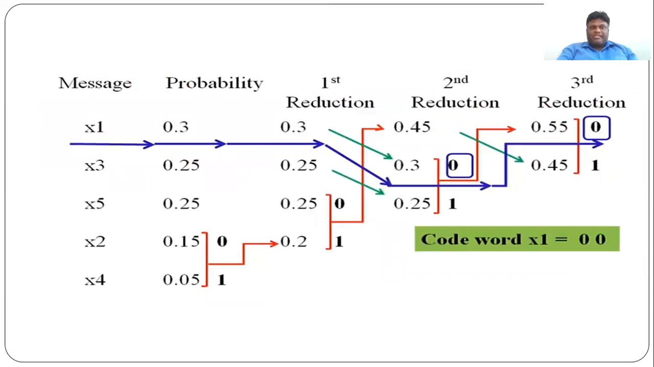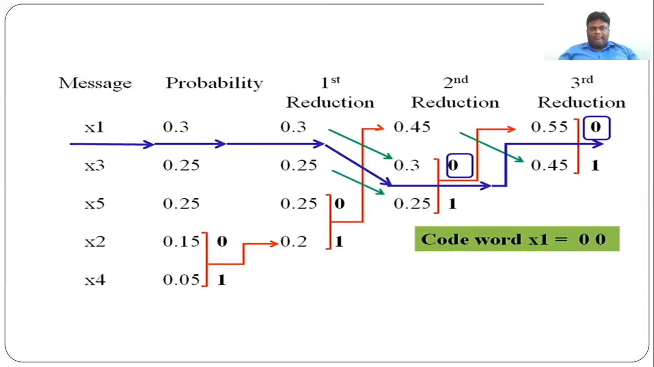So for example, for the first message x1, what you have to do is trace it. So the x1 message, that is the 0.3 probability. In the first reduction, it remains in the same position. In the second reduction, it goes to the second position, and in the third reduction, it again comes to the first position. And you have to note the corresponding code words 0 and 0. Now we have to write the code words in the backward approach. Since both the code words are 0 and 0, there is no harm in it. In either way, it will be the same.